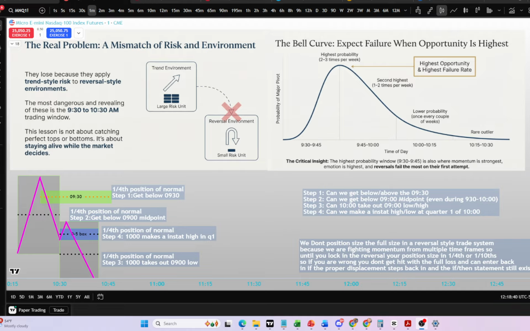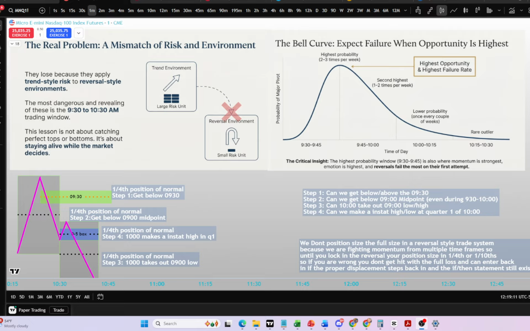What we're hunting for, and we're going to talk about the 9:30 to 10:30, is the major pivot. The major pivot isn't just the highest or the lowest price on a chart. It's the exact point where control actually transfers. It's a structural shift. You're going to see the elephant step into the room. If you can get this major pivot, and we'll talk about the stats in a little bit, you're going to leech off of this for the next couple of hours, if not the rest of the day.